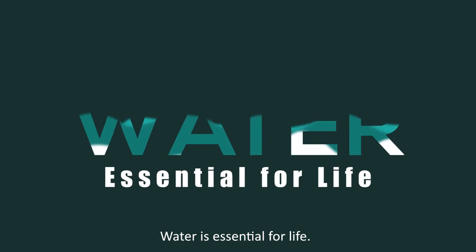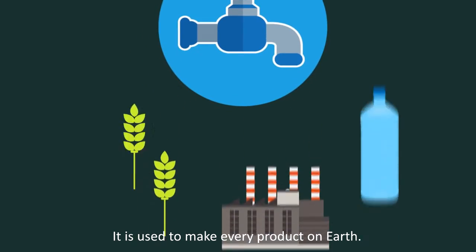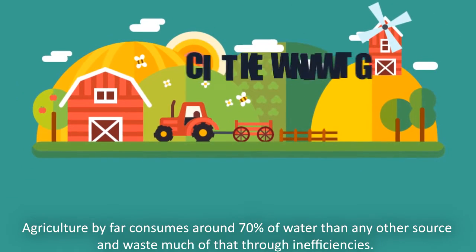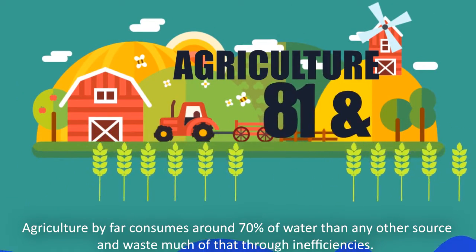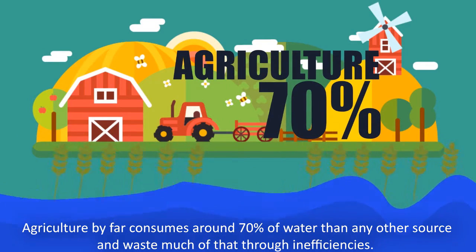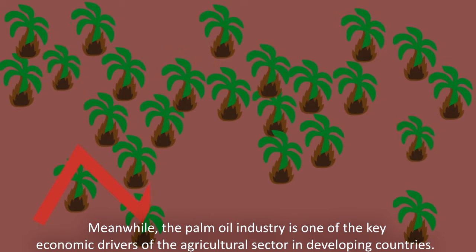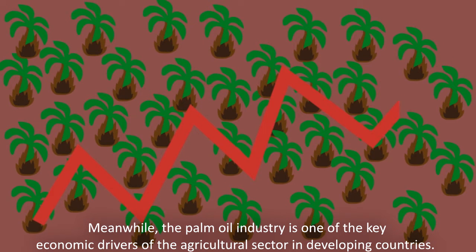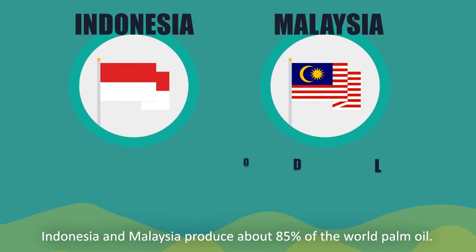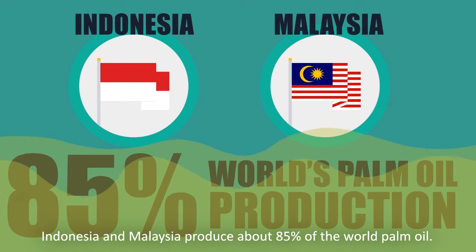Water is essential for life. It is used to make every product on Earth. Agriculture by far consumes around 70% of water than any other source, and wastes much of that through inefficiencies. Meanwhile, the palm oil industry is one of the key economic drivers of the agricultural sector in developing countries. Indonesia and Malaysia produce about 85% of the world palm oil.